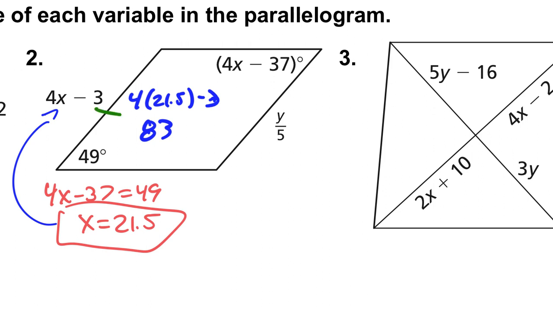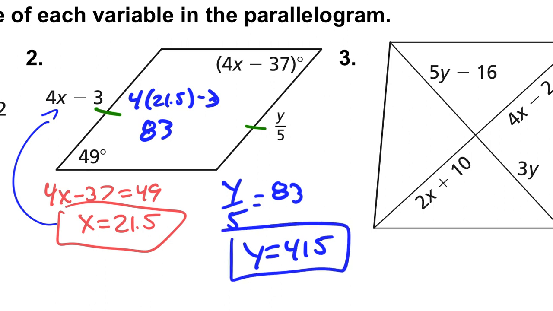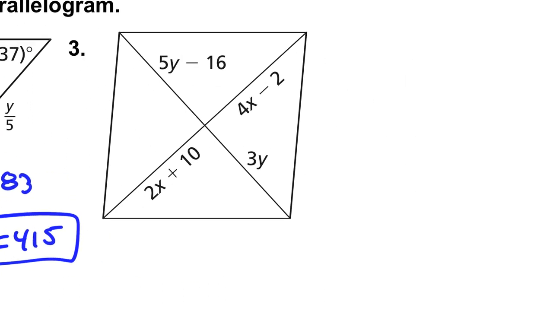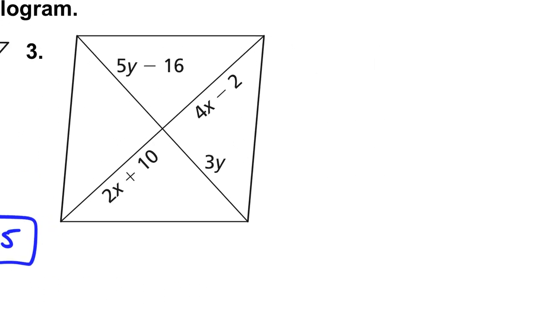Now, how is this helpful? I know these two sides are congruent. So I can write down that y over 5 equals 83. So let's go ahead and take 83 and multiply that by 5. And I get that y equals 415. All right, let's keep going. Let's go to question number 3.